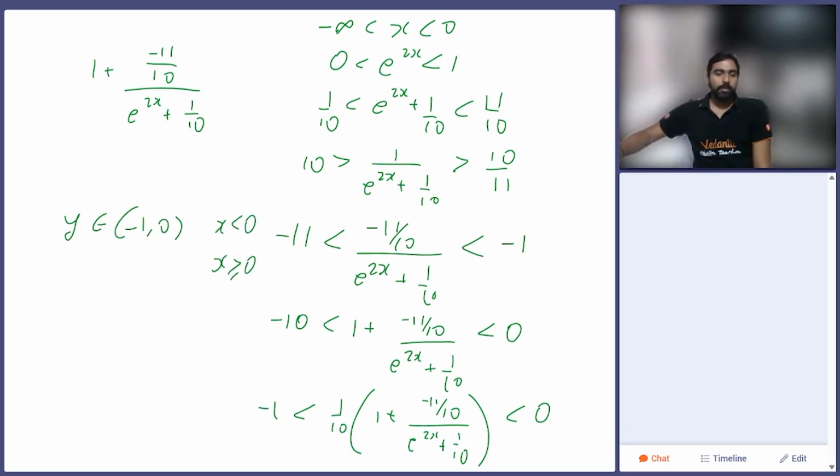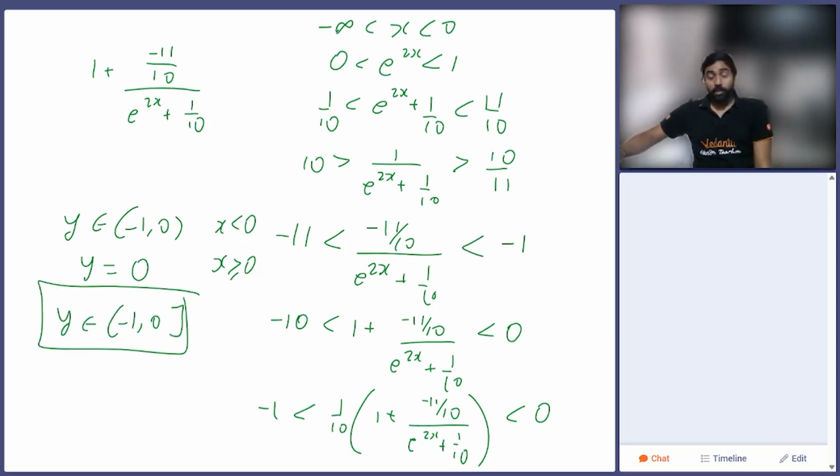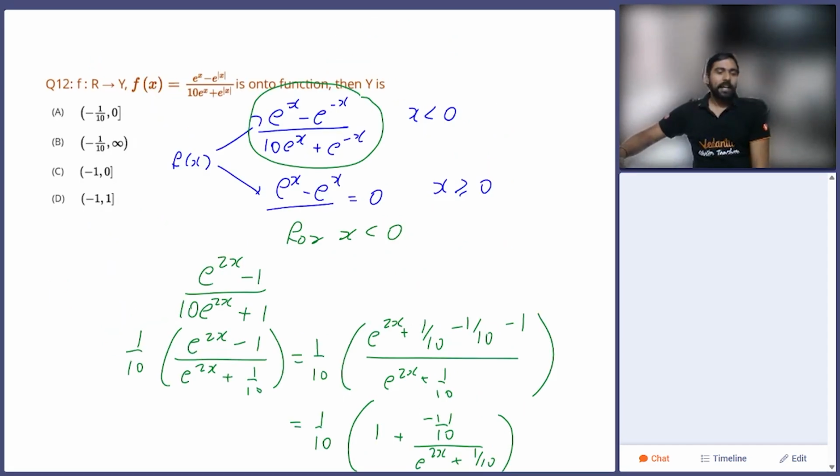When x is greater than or equal to 0, this is equal to 0. So what is the overall range? Overall range I can say is from minus 1 to 0, closed interval at 0. So the set y, which is the codomain, has to be equal to option C, so that the range and codomain become equal, giving you an onto function. So option C will be the answer over here.